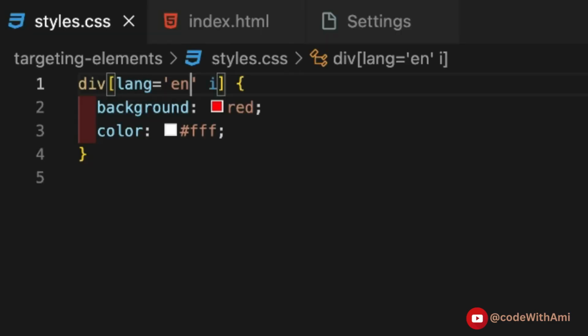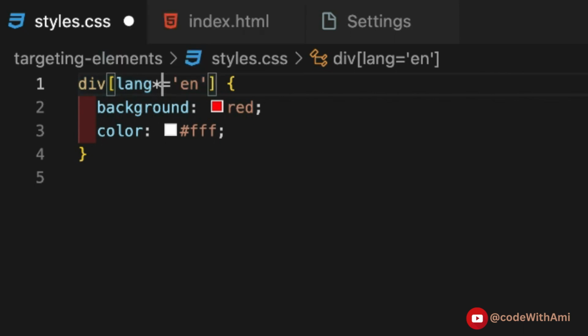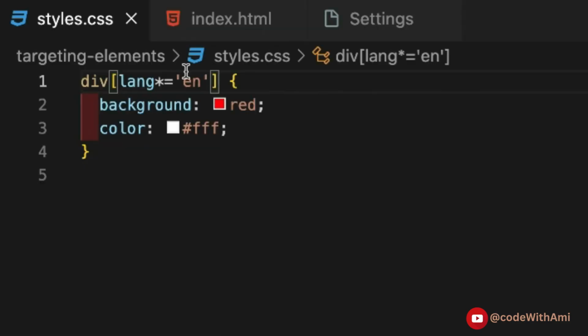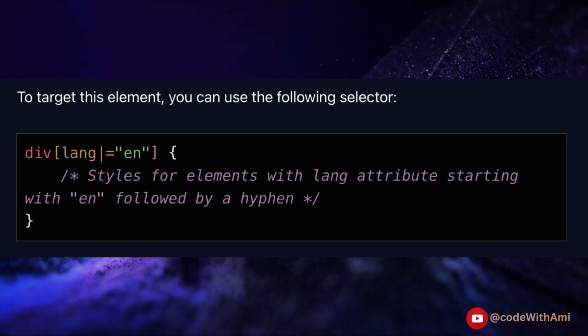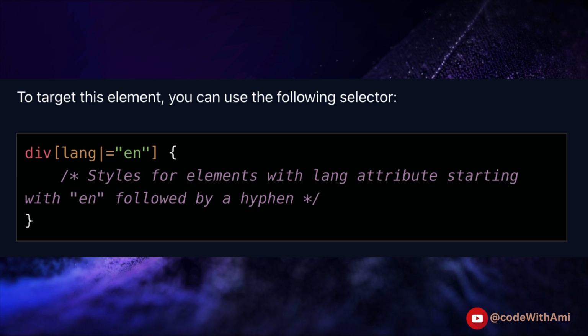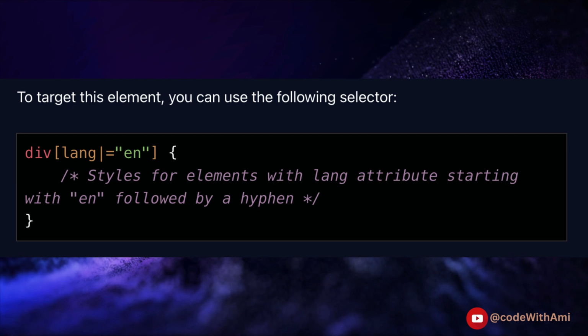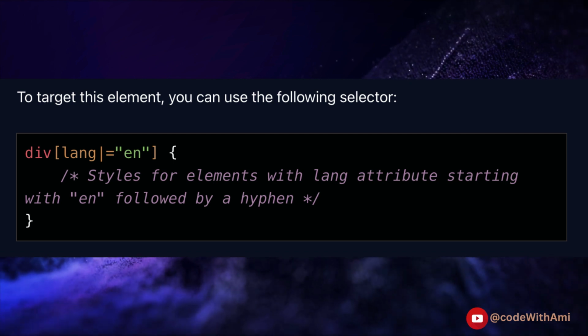No, it does not. Now let's see if I remove this i, and add a star here to check if it starts with en, it will work. Oh wow, it is working, right? Because it is targeting if it starts with en. But if I just want to target en and hyphen, I need to add a pipe here. It is working, right? That's the second trick you can use. So basically this selector will match any div element with a lang attribute value that starts with en hyphen. For example, en-US, en-GB.